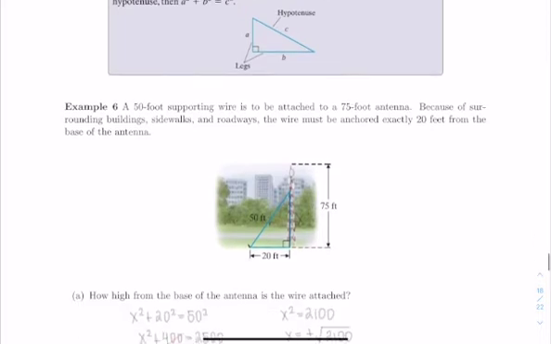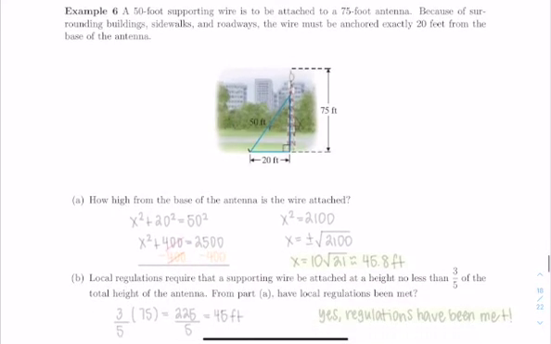So what exactly are we looking for here? We are really looking for x, which is this line. We don't know what it is. So we can utilize the Pythagorean theorem here. We have x squared plus 20 squared equals 50 squared.